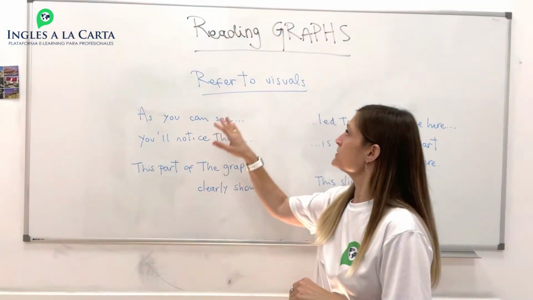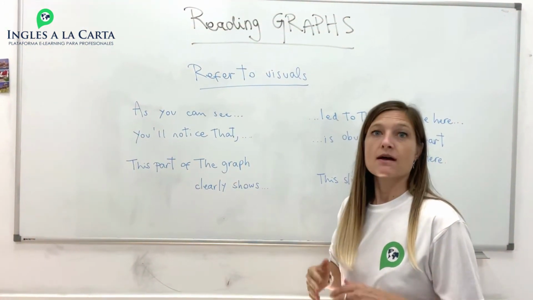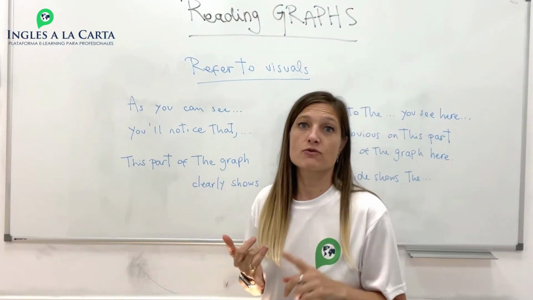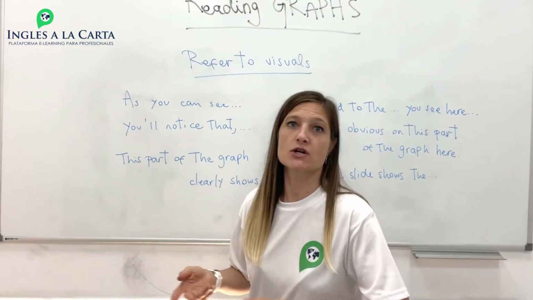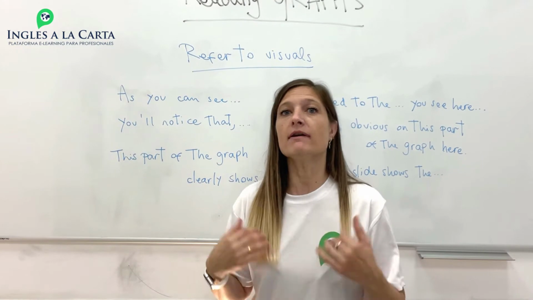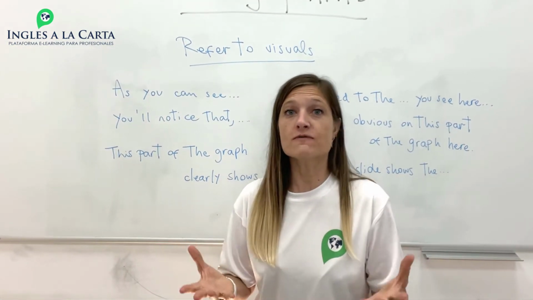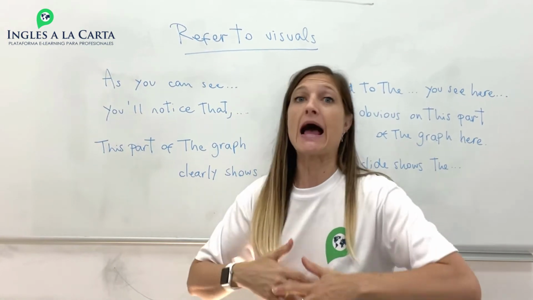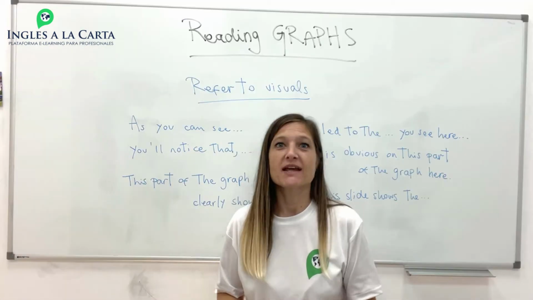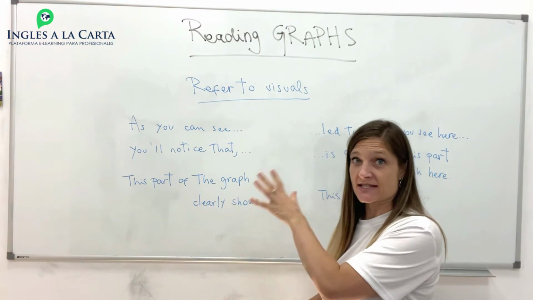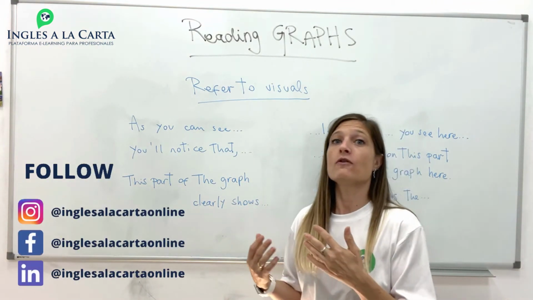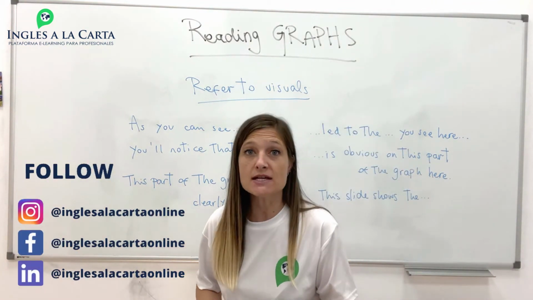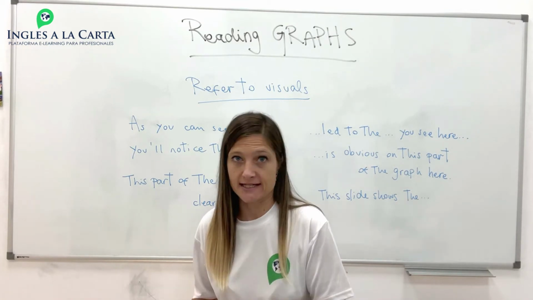Now we are going to refer to visuals. Visual aids such as graphs, bar charts, pie charts, and flow charts are an important and effective way of structuring and communicating presentations that include a lot of statistics. So the following phrases and sentences are useful for drawing the listener's attention to particular details.